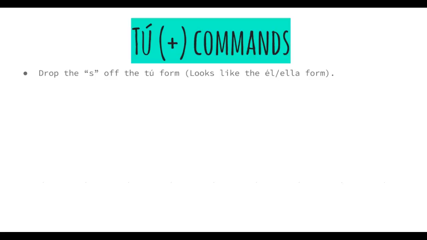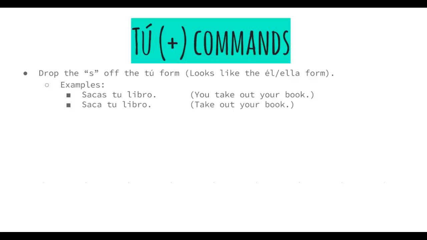The rule that you use to make a verb into a command is that you're going to drop the S off of the tú form, which is going to make it look just like the él or ella form of the verb. Here are a couple of examples. If I just want to say the statement, you take out your book, I would say sacas tu libro. However, if I want to tell you, take out your book, then I drop that S, so it would just be saca tu libro, take out your book.